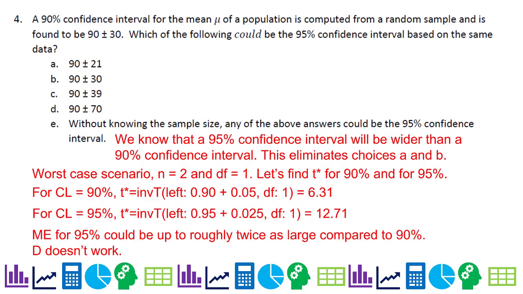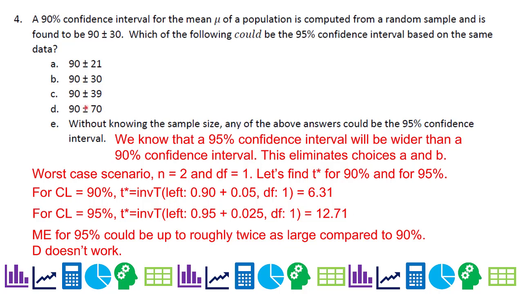So margin of error for 95% should be roughly twice as large as compared to 90%. Why is that? Margin of error, if you recall, is your test statistic times your standard deviation or standard error. And our standard error should be the same for both of these. So the only thing that's really changing is the critical value right there.